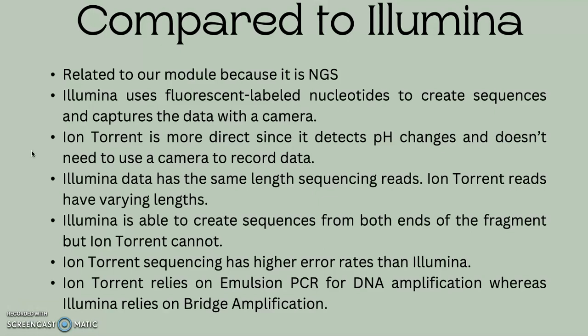Another huge difference between the two sequencing systems is how the DNA is amplified. The ion torrent relies on emulsion PCR, and Illumina relies on bridge amplification. So although they are both forms of NGS, I think it's important to know the differences, because knowing the differences will allow you to choose the right system for your specific project.